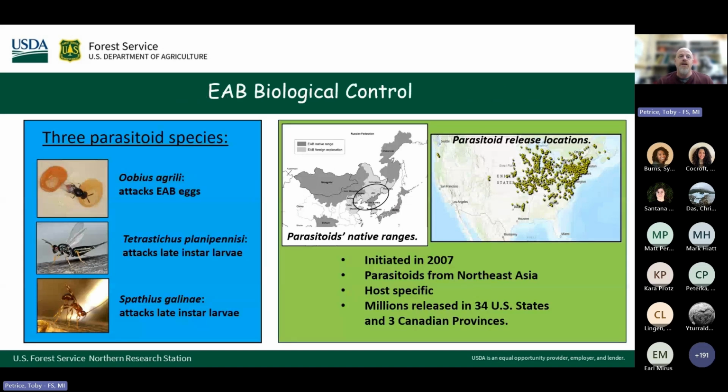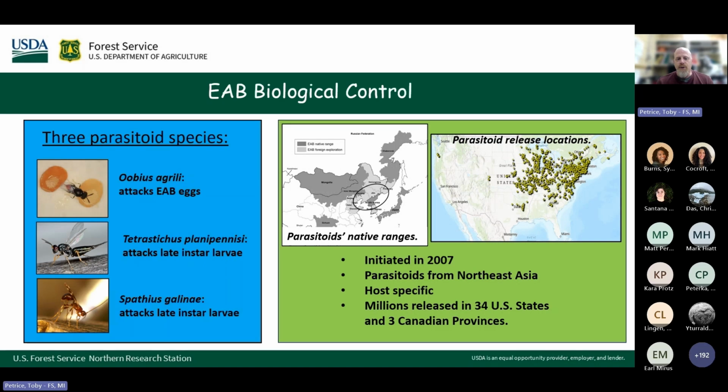Now, switching gears to biological control. So we initiated a classical biological control program for emerald ash borer in 2007. We actually began exploration for biological control agents in EAB's native range of Northeast Asia back in 2003. To date, we have 4 parasitoids from its native range. So these are parasitoid wasps that lay eggs in either EAB eggs themselves or in or on emerald ash borer larvae.